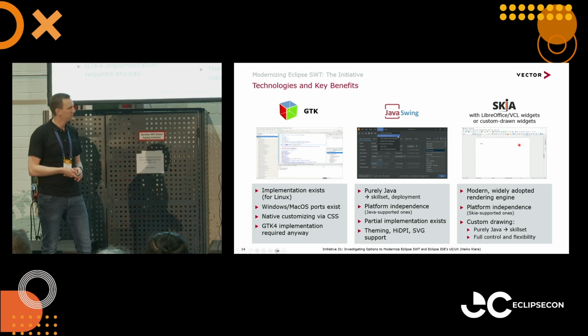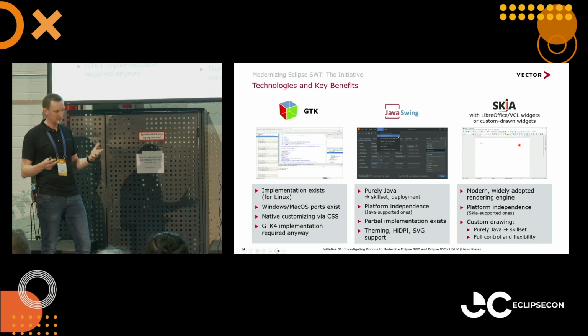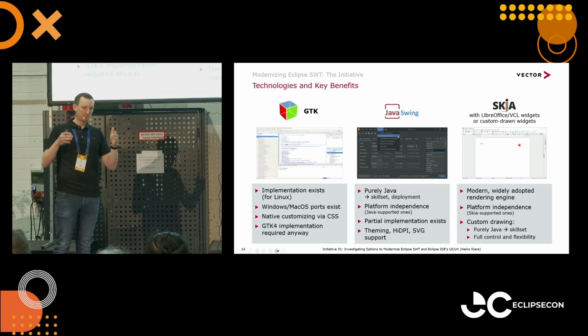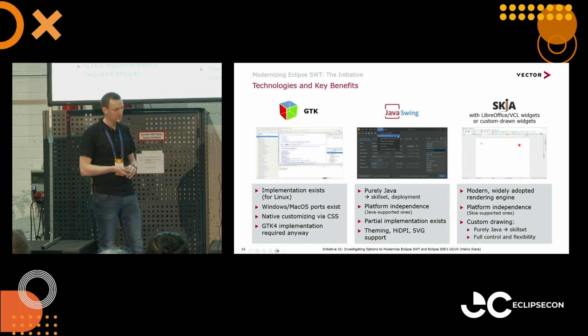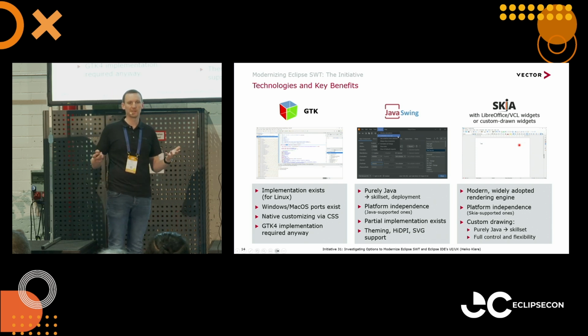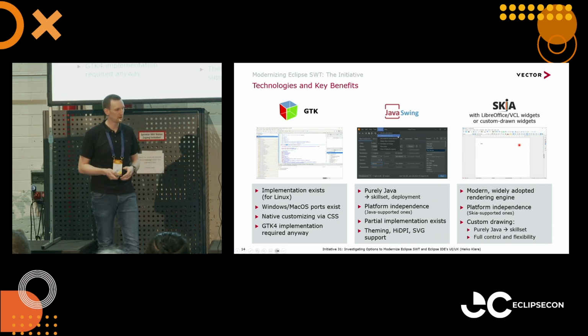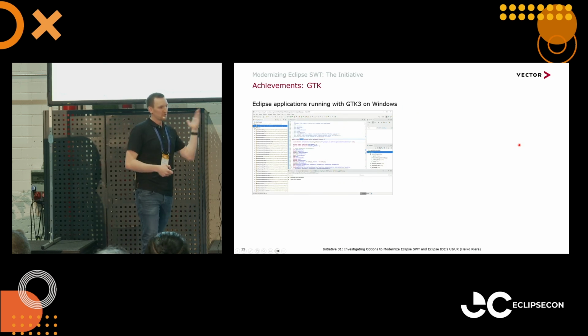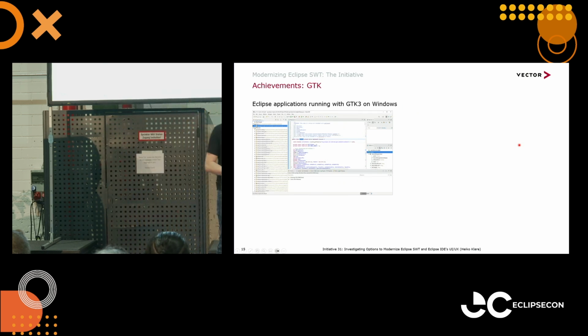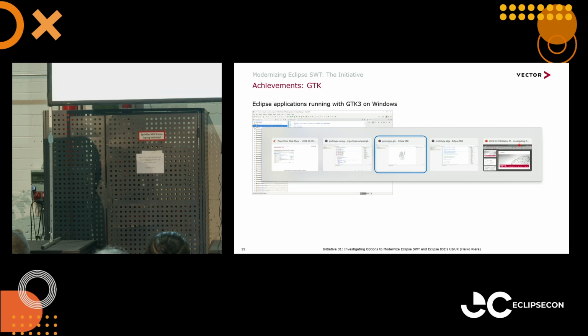And now I would like to give you an overview of what we achieved in this prototyping work. Of course, we focused on finding out specific points, whether we can meet all these criteria. But I first want to give you an overview of what you can do with the current prototypes, to see where we are so far. So starting with GTK, I told you that we can run Eclipse applications on GTK on Windows. And to not only show a screenshot, I would like to also show it to you in a live demo.